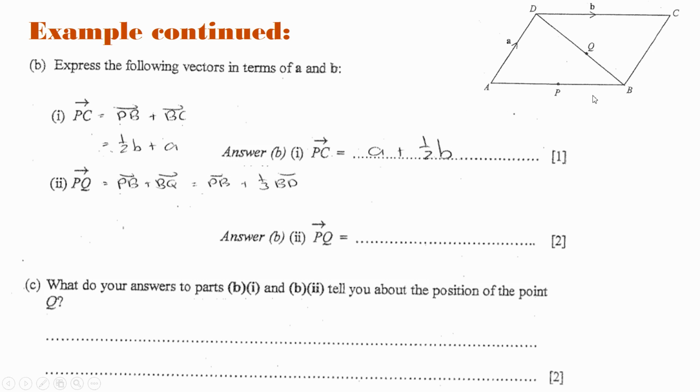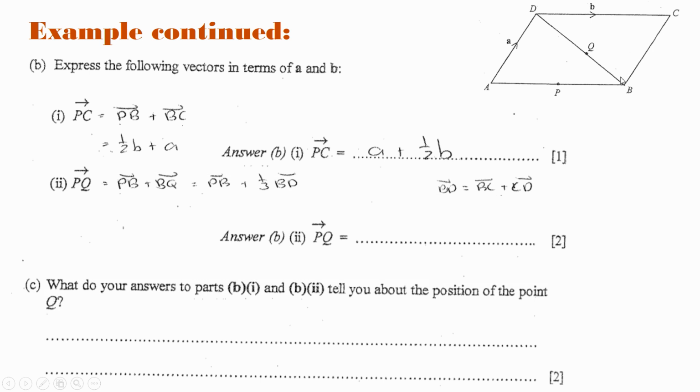So PQ equals PB plus a third of BD. BD is going this way. Or minus a third DB. BD, just reminding us as before, this is what we worked out on the previous page, but we just did DB instead.